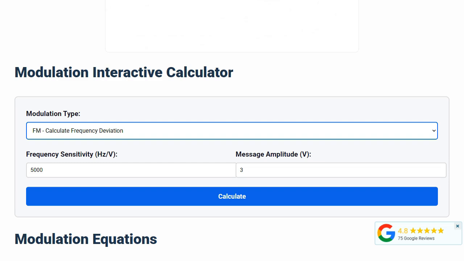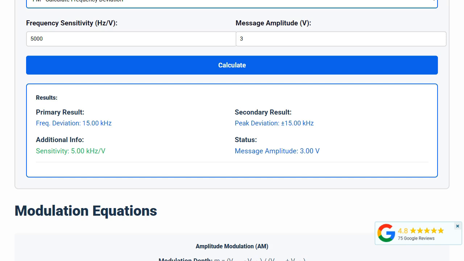The calculator will then display your results, including the modulation index, required bandwidth, using Carson's rule for FM, upper and lower sideband frequencies, and the power distribution between carrier and sidebands. These results help you understand spectrum requirements and signal characteristics.